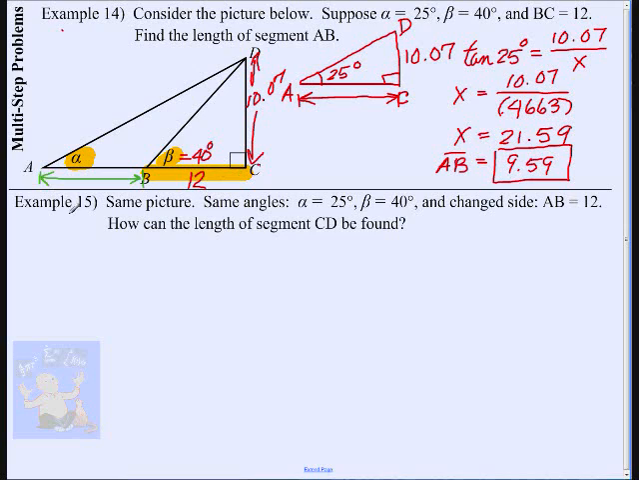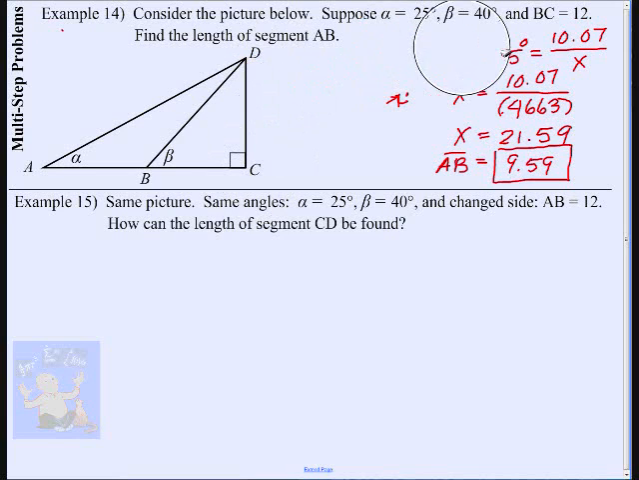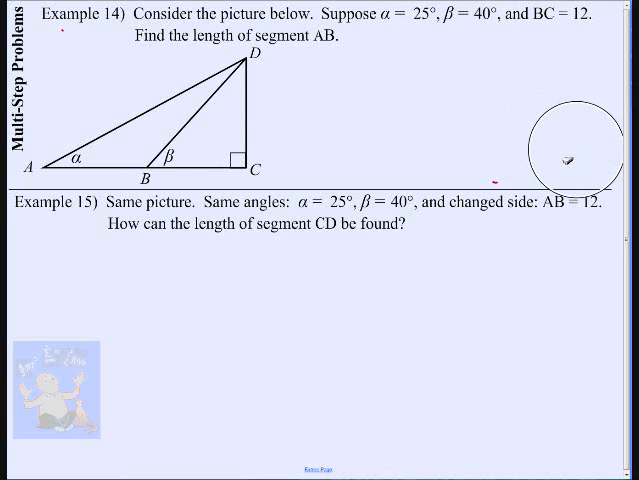Okay. Example 15. I'm going to use the same picture and the same angles, but what we're going to change is now we know what side AB is. I'm going to get my eraser out and erase all of this. Okay. Ooh, that was a big eraser. Not used to using one quite that big. Okay, for this we have the same picture, and we know this angle and this angle.